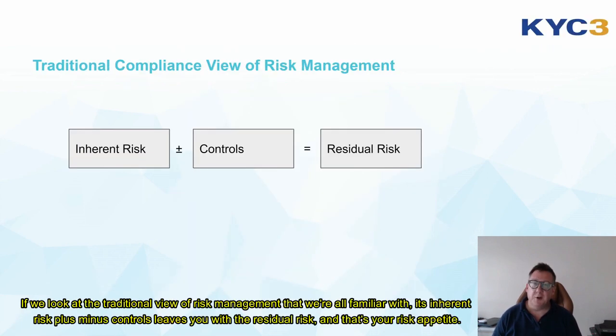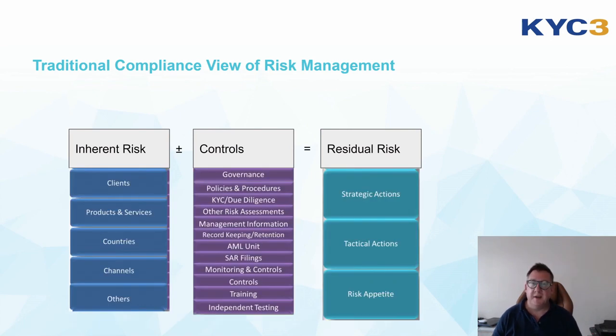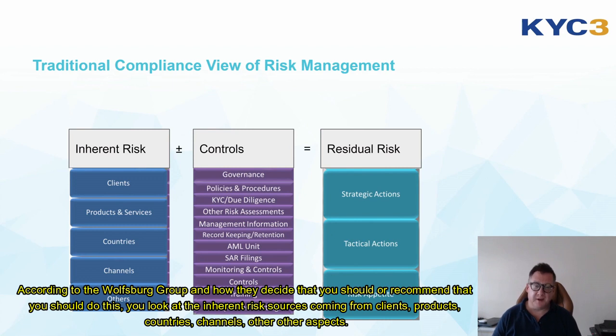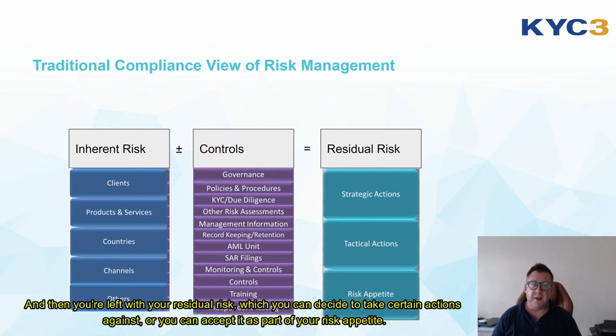the bottom line. If we look at the traditional view of risk management that we're all familiar with, it's inherent risk plus minus controls leaves you with a residual risk, and that's your risk appetite, ideally, if your controls are designed properly. If we look at how those things stack up, according to the Wolfsberg Group and how they recommend that you should do this, you look at the inherent risk sources coming from clients, products, countries, channels, other aspects, and you look at the controls that you can put in place in terms of governance, policies, due diligence, reporting, record keeping, etc. And then you're left with your residual risk, which you can decide to take certain actions against, or you can accept it as part of your risk appetite.